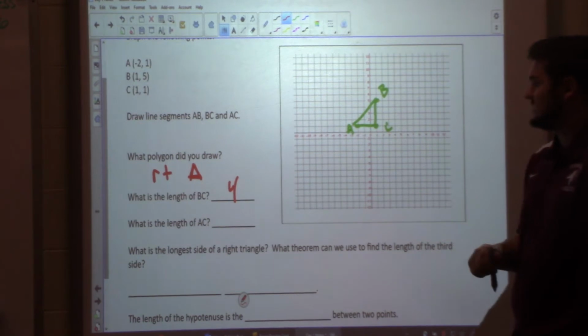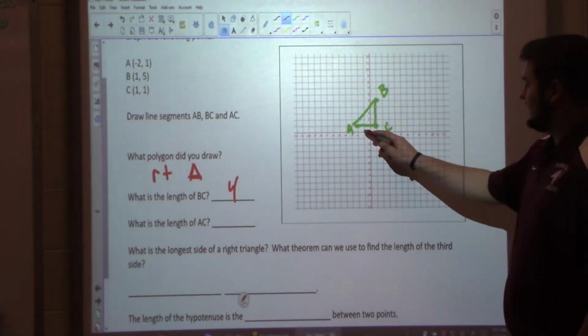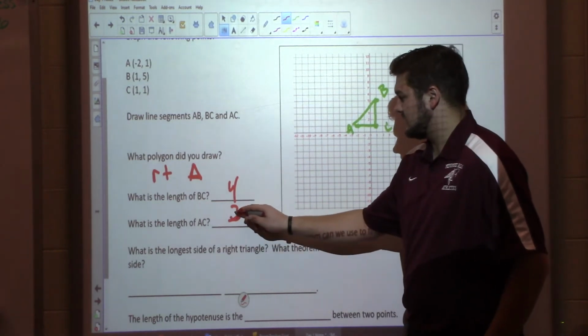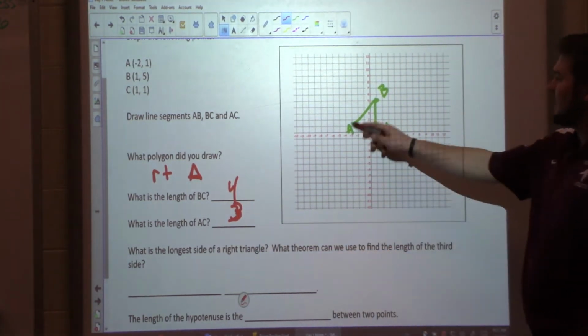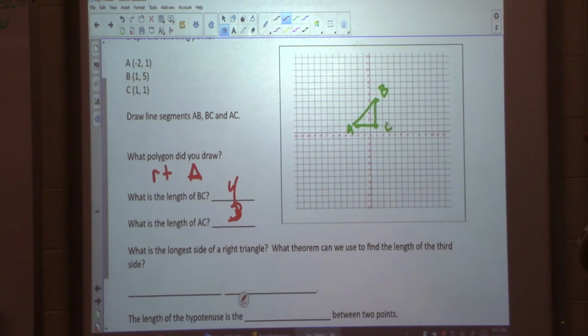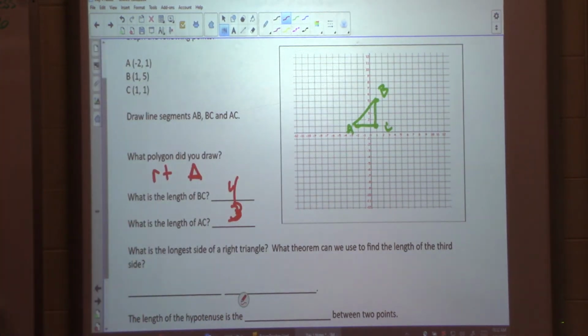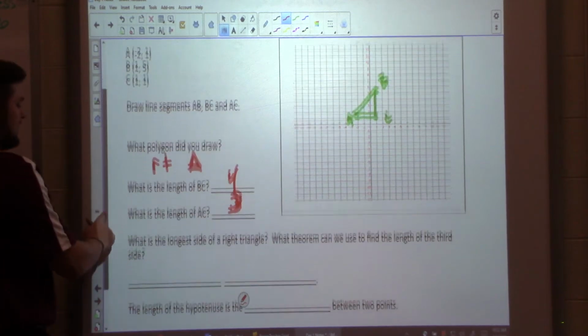What about the length of AC? 3. Count it. 1, 2, 3. Ooh, that's not a good 3. Okay. What about AB? Can I just count the boxes on AB? No, it's not nice like that. So, first of all, what do we call AB when that's that side of the right triangle? Hypotenuse. Very good. It's a great vocab word.